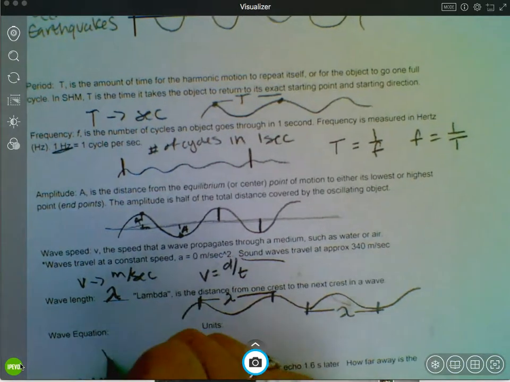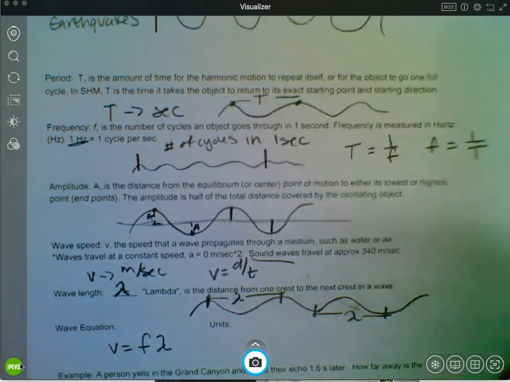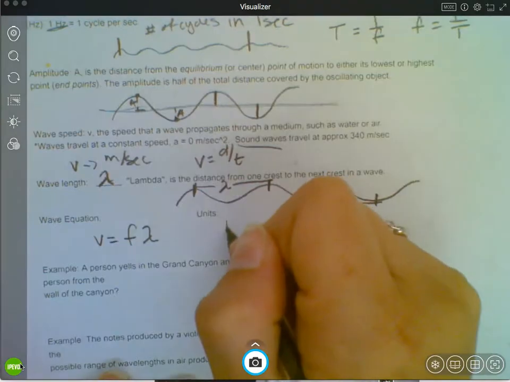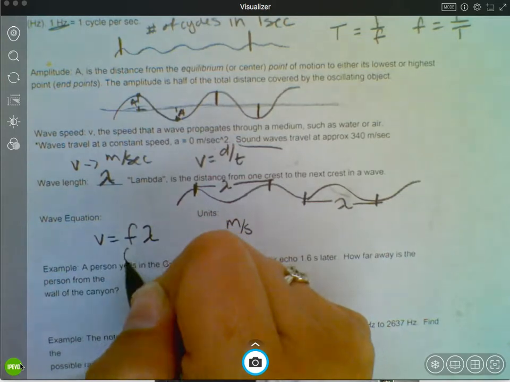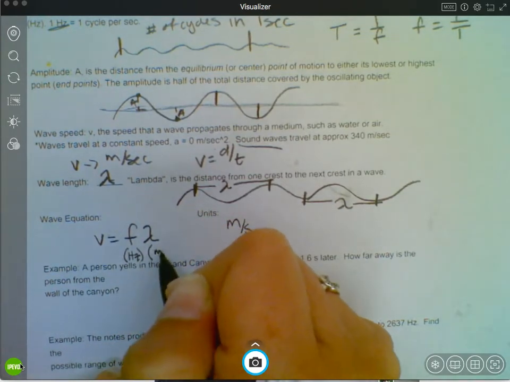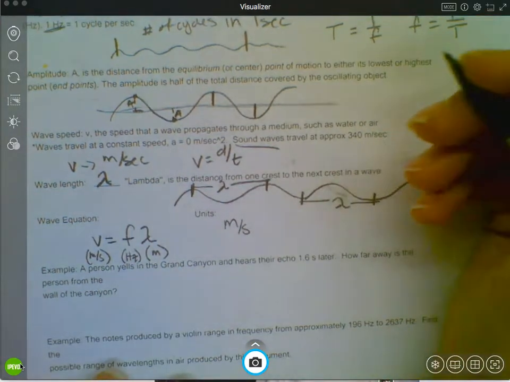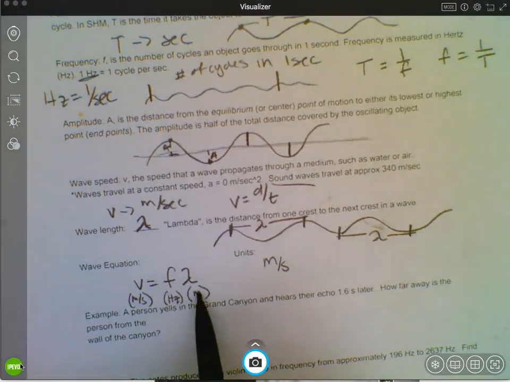Now, finally, the wave equation: velocity is frequency times wavelength. And units of velocity would be meters per second. Okay. Units for frequency would be hertz. Units for lambda would be meters. Hertz is actually equal to 1 over seconds. So that's how we get the meters per second here.